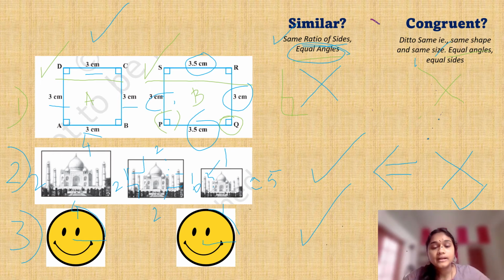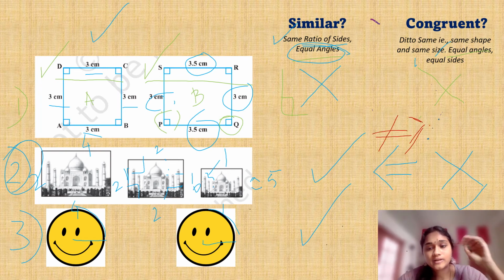Okay, but let's take case number 2 where the Taj Mahals are similar. Does it automatically mean they are congruent? No, it does not automatically mean they are congruent. Why? Because obviously they are of different sizes in this case. So similarity does not imply congruency. Only congruency implies similarity.